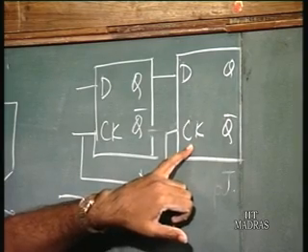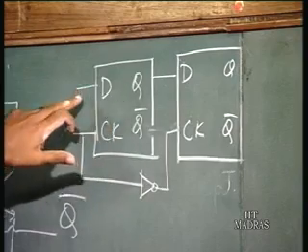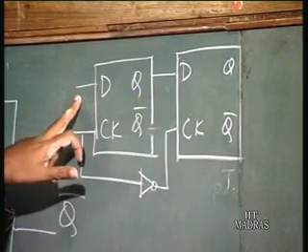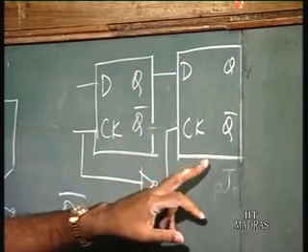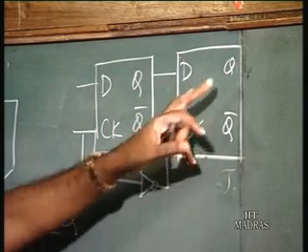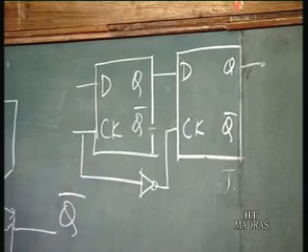So, when the clock is high, the output changes with respect to the D input, but the second flip flop is disabled. So, the actual output of this does not change.